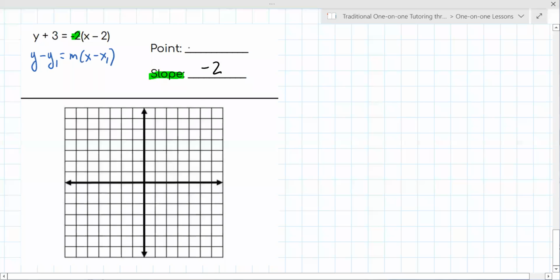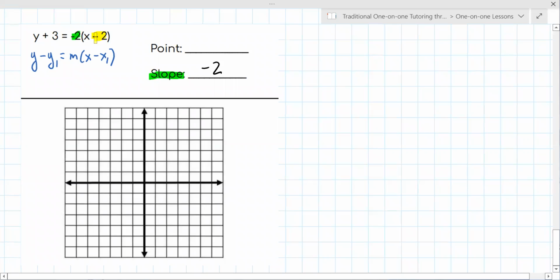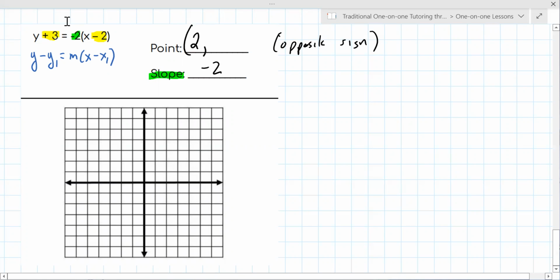Now the point's the harder one. We know that the point is x1 and then y1. But you have to pay attention to these signs in here. See how this one's negative and this one's positive? What most students remember is that it's the opposite sign. So instead of -2, you would say that x1 is +2. Instead of +3, you would say that y1 is -3.